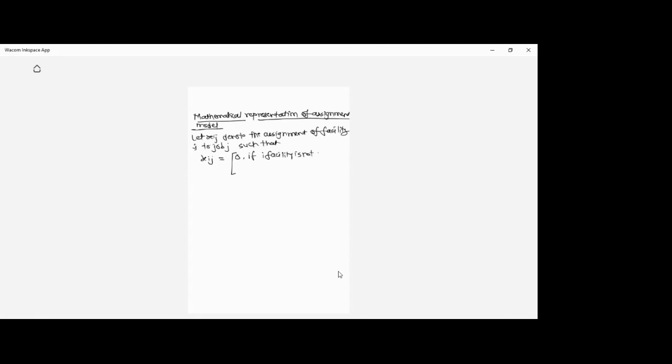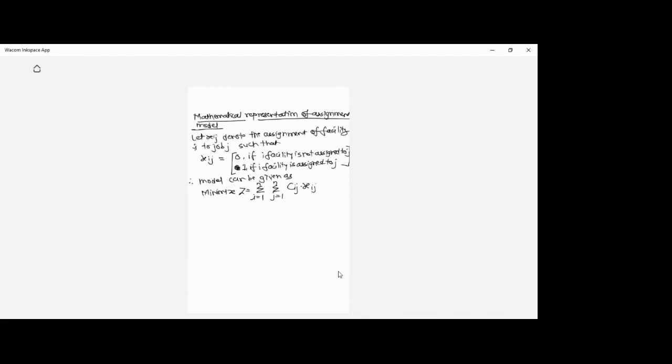facility I is not assigned to J, and it is equal to 1 if facility I is assigned to J, right? So it is very clear. It is either 0 or 1. Therefore, the assignment model can be given as: minimize Z is equal to the sum over I from 1 to n and J from 1 to n of Cij into Xij.